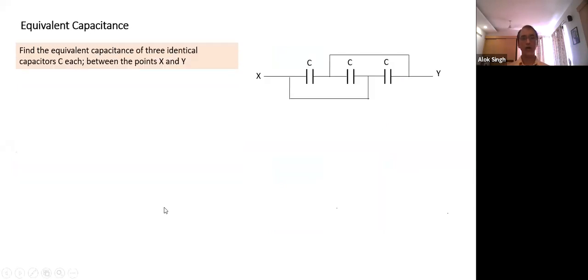Okay, now coming to this. Suppose 3 identical capacitors are given. All 3 have capacitance C. Find the equivalent capacitance between points X and Y. Have we defined which points? We have defined points X and Y. So where would the battery get connected to the circuit? It will be connected to the circuit at points X and Y.